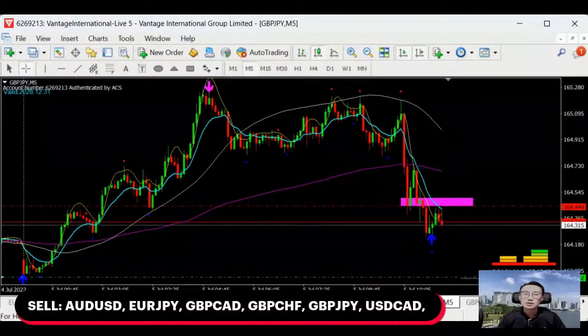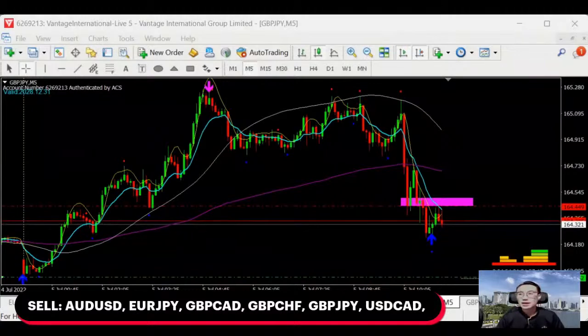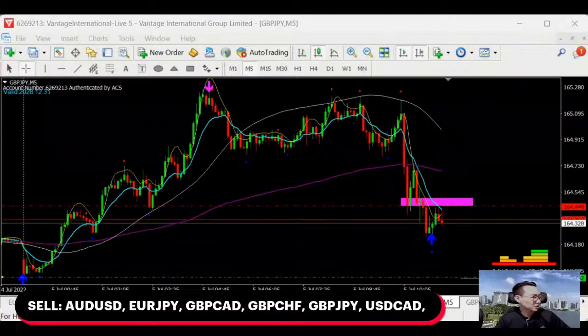Pound Yen is good. Pound Yen is still good. Okay, I'm going to take Pound Yen. I'm going to take a trade in Pound Yen.